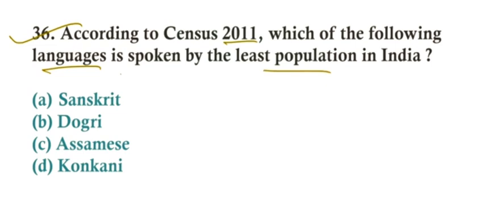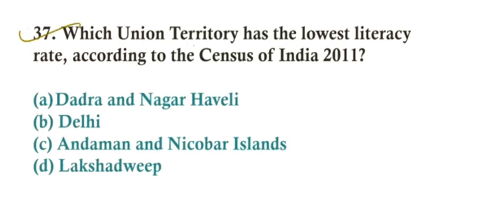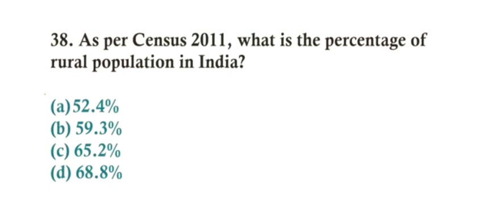India? Option number A, Sanskrit. Question number 37. Which union territory has the lowest literacy rate according to the Census of India 2011? Lowest literacy rate UT. 37. Option number A, Dadra and Nagar Haveli.